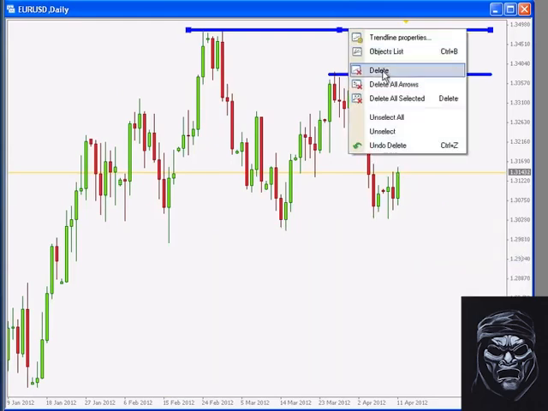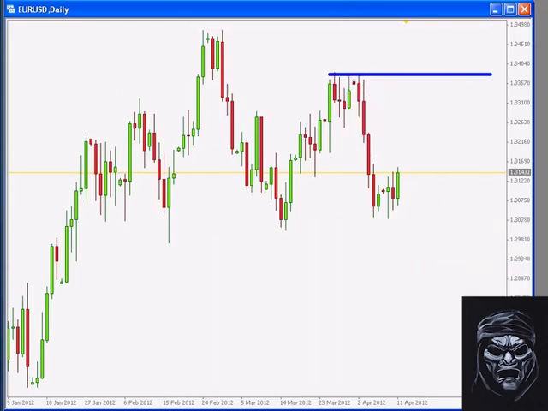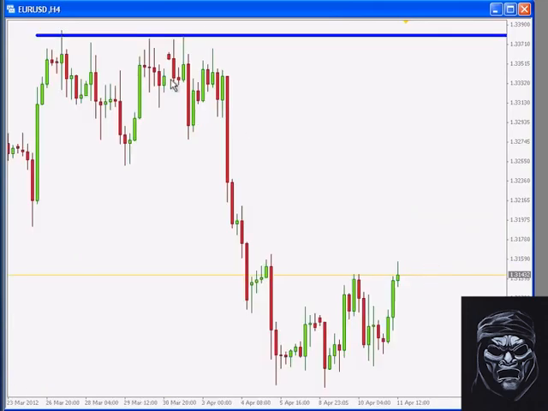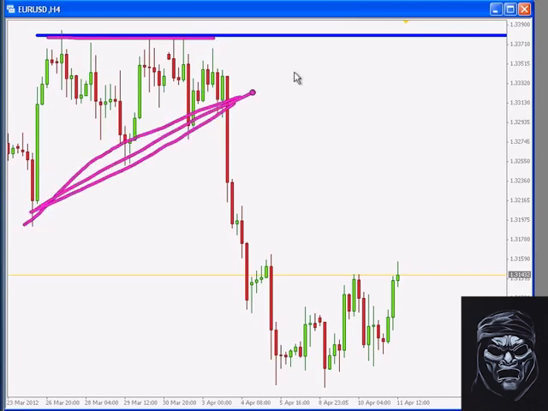I'm going to delete all these levels and I'm simply going to focus on the one that I've just been talking about. So as I was mentioning before, even though this one is rather old, since it's still significant in the longer time frames, I am going to keep it. On the other hand, I am not going to keep this trend line here.